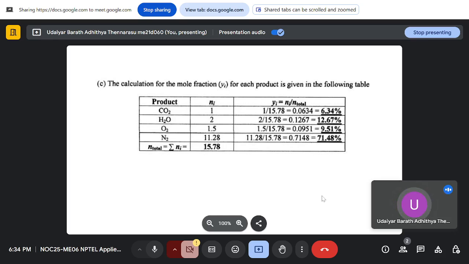So mole fraction, we divide the moles of each component by the total moles. For CO2, 1 divided by 15.78 gives you 6.34%, and similarly for water, H2O, 2 divided by 15.78 gives 12.67%. Oxygen is 1.5 divided by 15.78, which is 9.51%, and then nitrogen is 11.28 divided by 15.78, which is 71.48%. So that ends the molar analysis of the product.